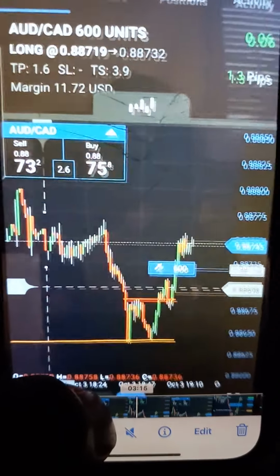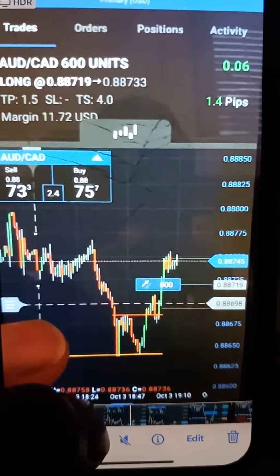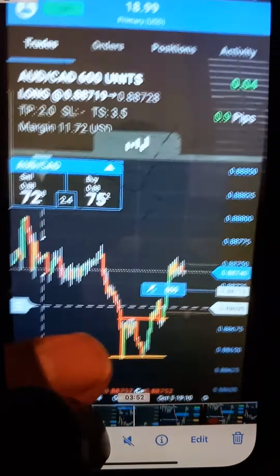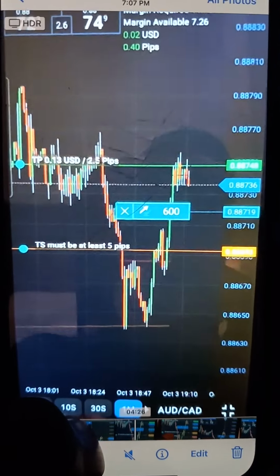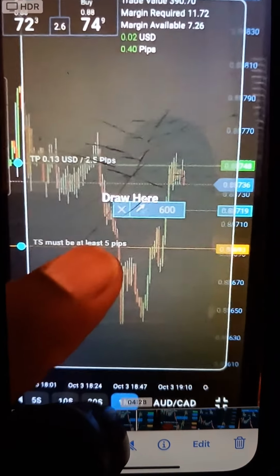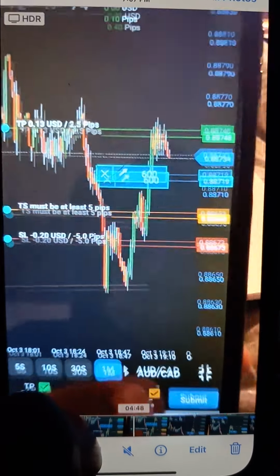But let's fast forward. Okay, remember, take profit. Fast forward. I ended up seeing that there was an uptrend forming, so I drew it. Uptrending line. That's me setting my stop loss and whatnot.